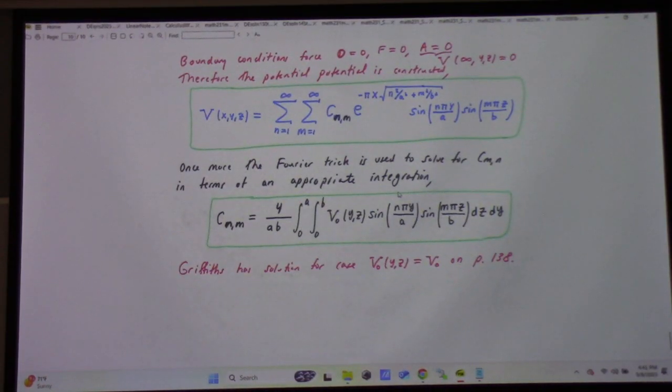That's the formula for the nn coefficient. You just have to integrate like this. Griffiths says z and y are flipped here. I'm pretty sure he's wrong, because b goes with the z, not with the y. So the z has got to go here, and y is that one. So, yeah. Okay, so there's that.